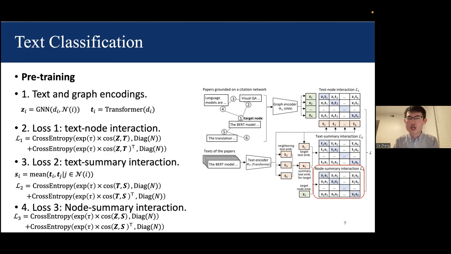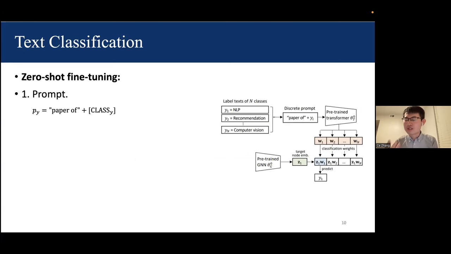After convergence, we apply this model for fine-tuning on text classification downstream tasks. Specifically, this paper presents two fine-tuning processes. One is zero-shot, the other one is few-shot. Zero-shot means we don't observe any labeled documents. We directly apply the pre-trained model to all non-labeled documents, and we want to classify them. Specifically, we rely on prompt tuning to do this.